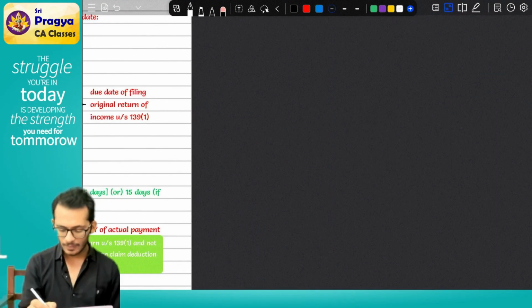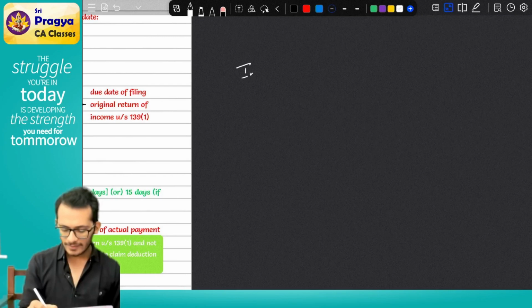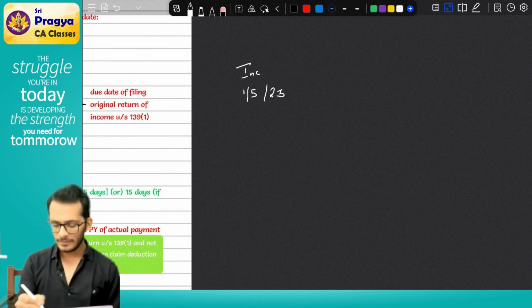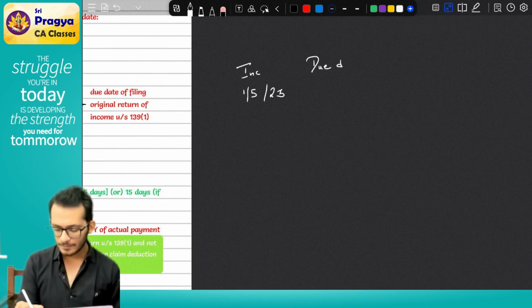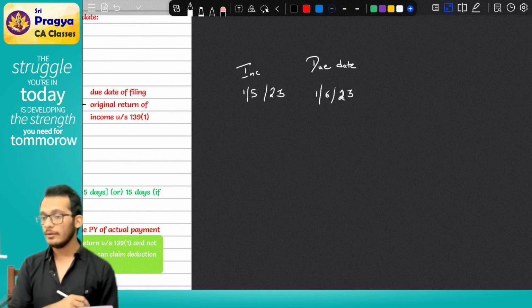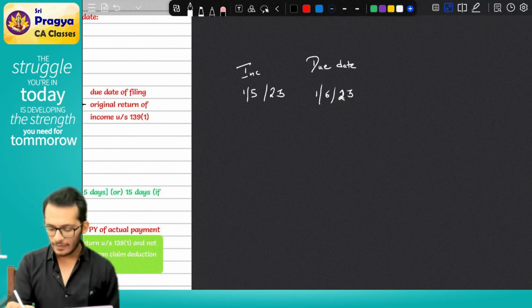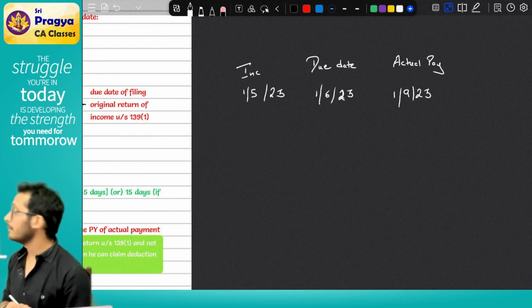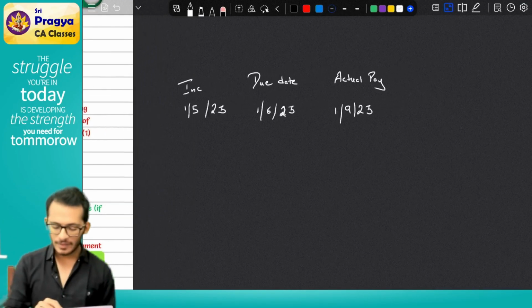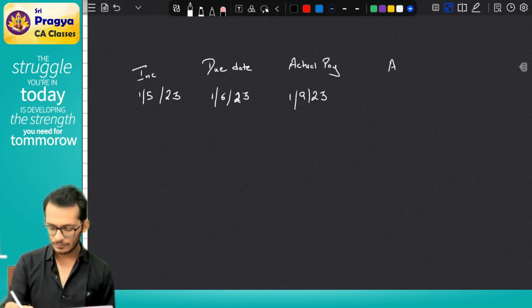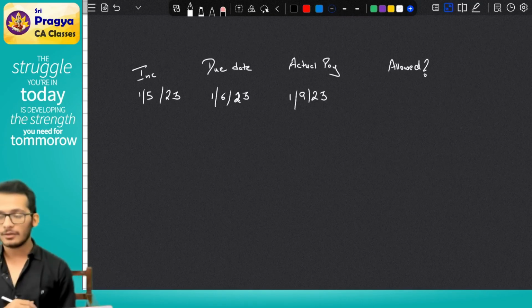Example is like this. I have incurred the expense on 1st May 23. My due date for payment is 1st June 23. I have made the payment on 1st September 23. Question to you, is this payment allowed or not allowed?